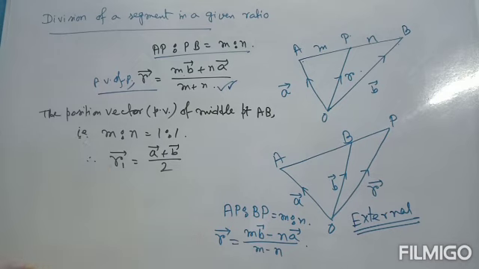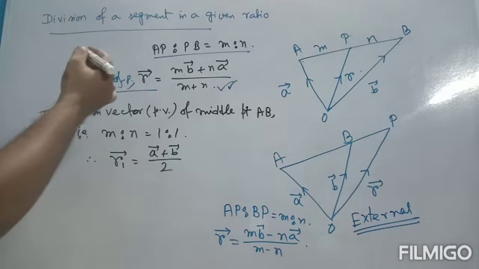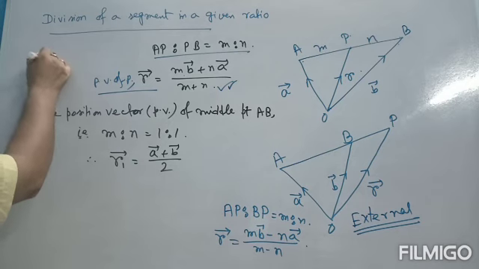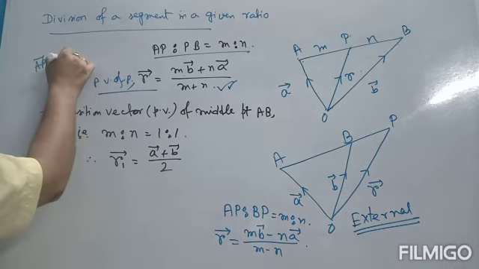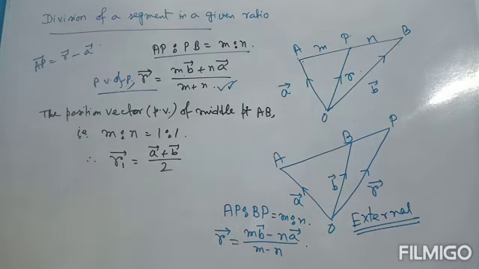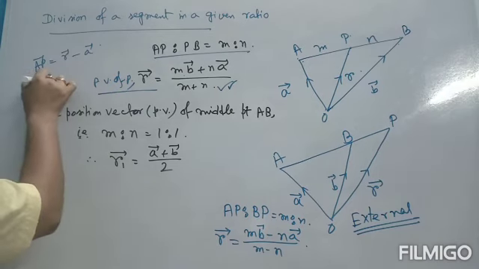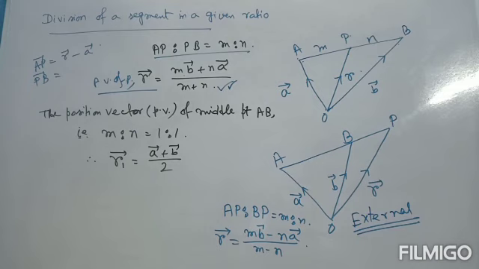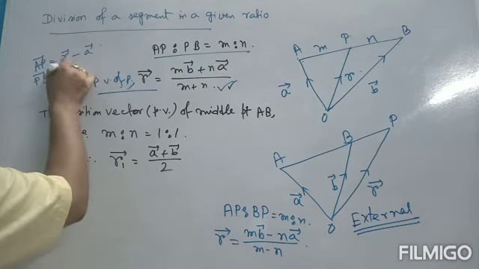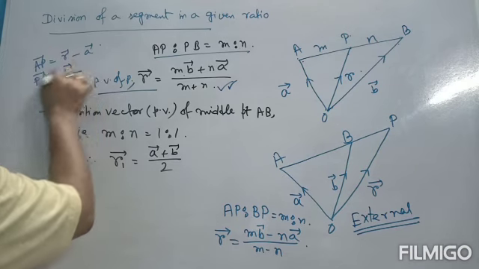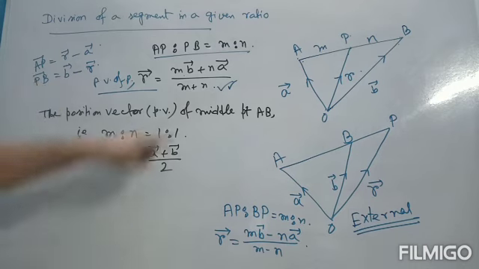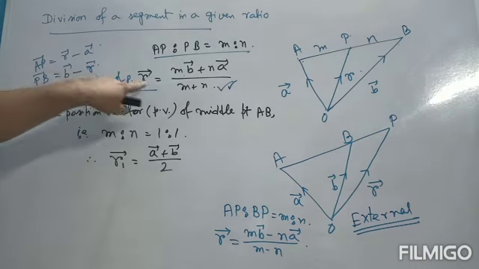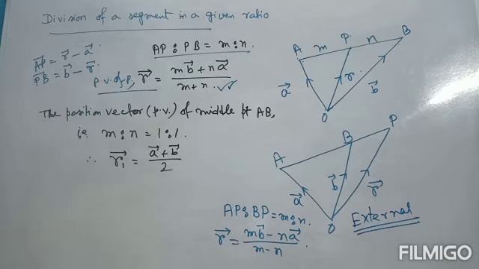If we find AP vector by triangle law, again I repeat, triangle law is very important here. AP vector is equal to position vector of P minus position vector of A, like the previous one, that means r minus a vector. And PB vector is nothing but position vector of B minus position vector of P. Position vector of B is small b with respect to origin O, and position vector of P is r. So AP is to PB is m is to n. Just put here, and after simplification we get the result very easily.